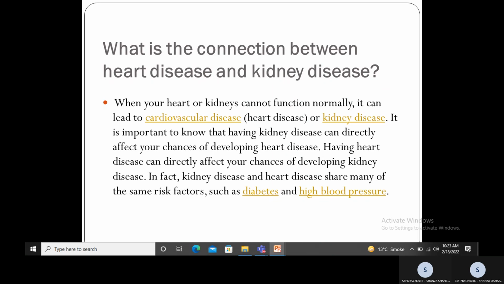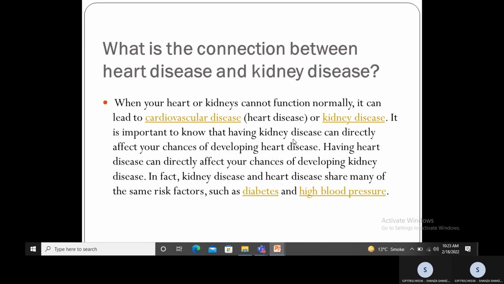In my next slide, I'm discussing the connection between heart and kidney diseases. When your heart or kidney cannot function normally, it can lead to cardiovascular disease. Cardiovascular diseases are the heart diseases or kidney diseases. It is important to know that having kidney disease can directly affect your chance of developing heart disease. Having a heart disease can directly affect your chance of developing kidney disease.